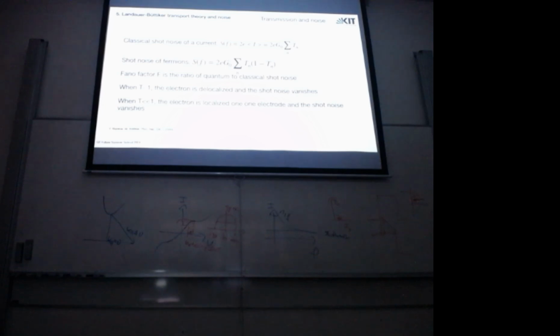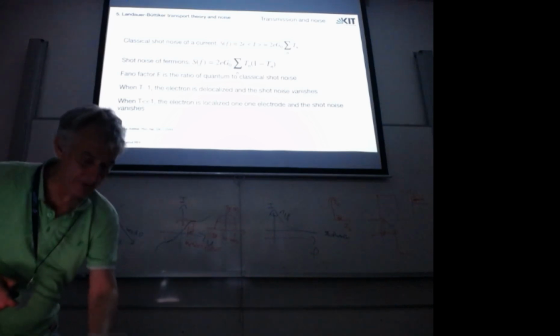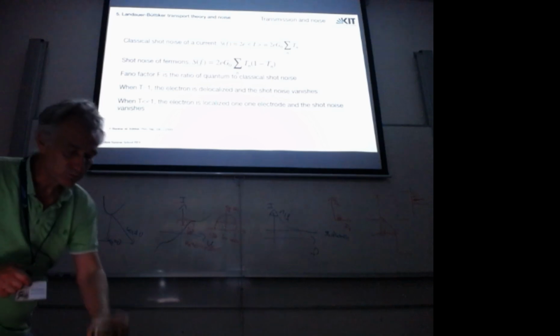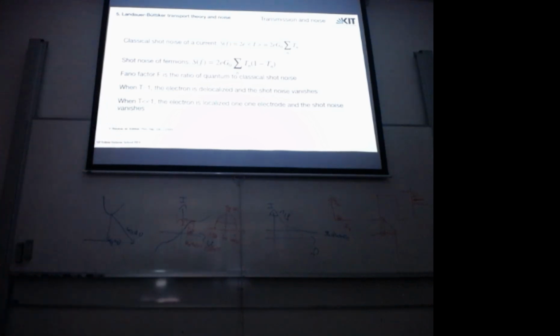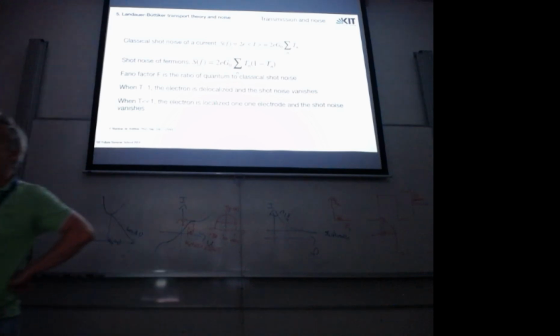But now the shot noise is not classical. We have fermions, and we have to take this into account, and this was done by Büttiker in this paper. The correction going from classical particles to fermions is that the noise actually becomes proportional to Tn times 1 minus Tn. Why is that the case?